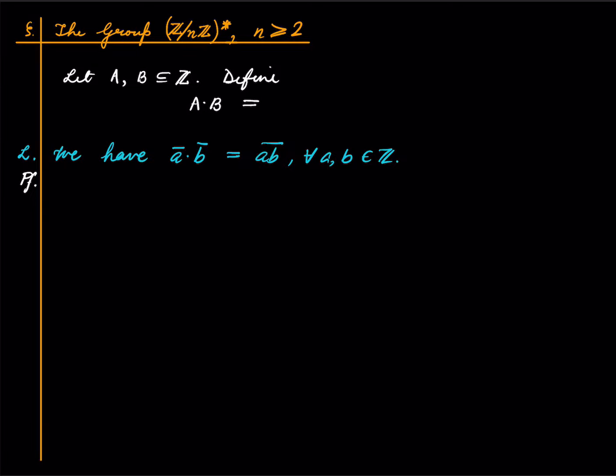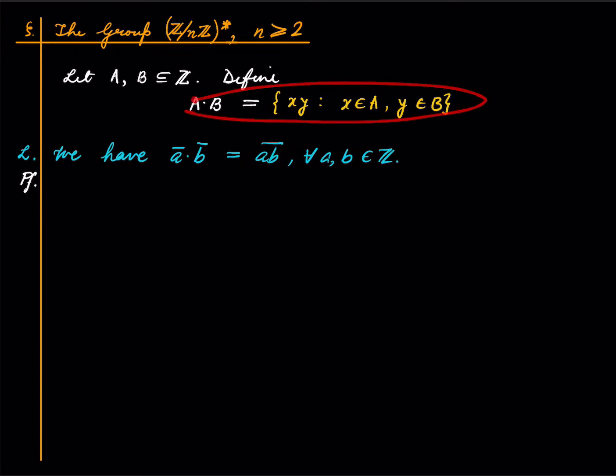So again, fix two non-empty subsets A and B of Z. These are non-empty subsets. And we define their product, I put a dot here, as, one can guess, the set of all x times y. So this is the usual multiplication of x and y, where x is chosen from A and y is chosen from B.